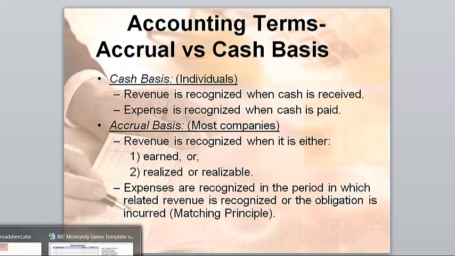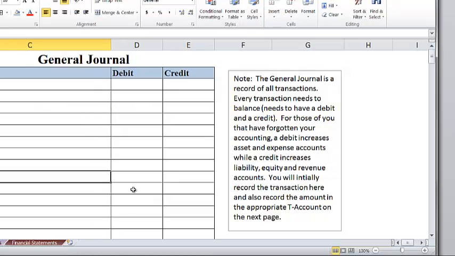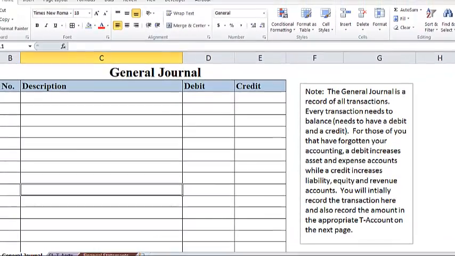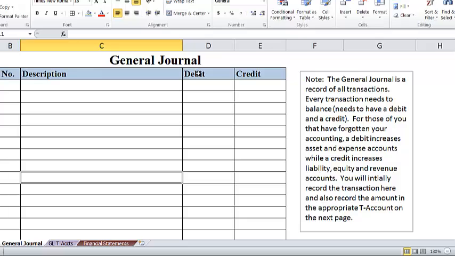Now, let me show you an example of how you could record a sample entry. Let me move this over a little bit. Hopefully you can see that.